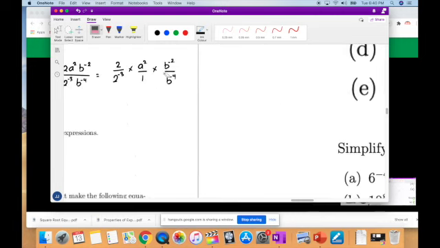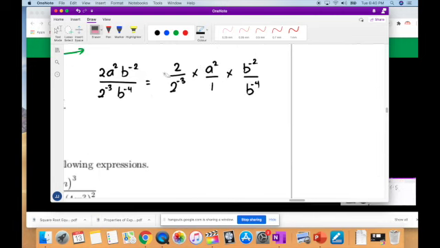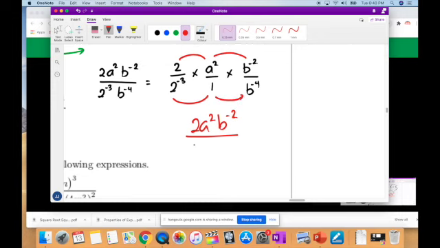That is all that I did over here. Look at it. Because 2 multiplied by a squared multiplied by that will give me 2a squared b to the negative 2. And then this 2 multiplied by 1 and that multiplied by that will give me 2b to the negative 4, which is that. You all seeing it now?